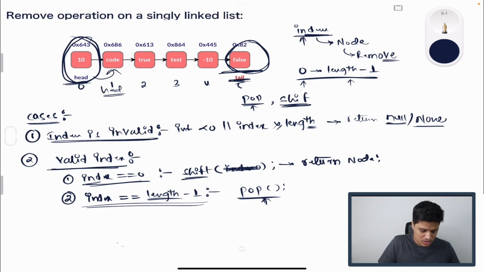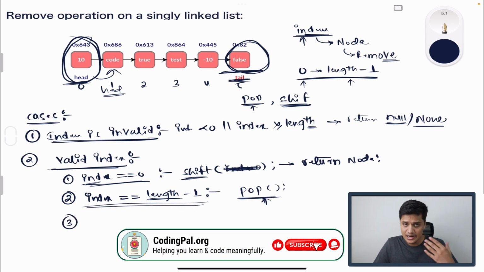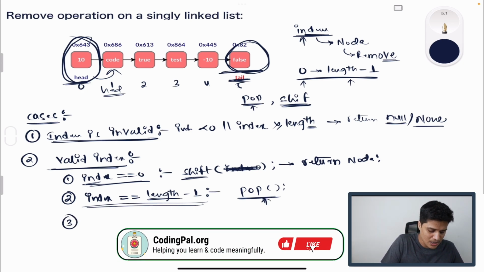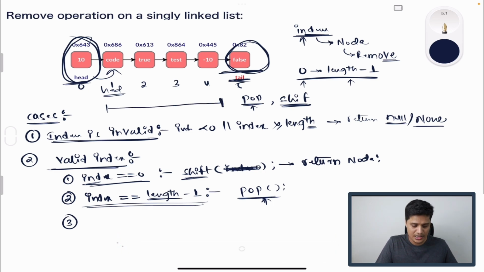Okay, now the third scenario in the valid case is basically if the user passes any index from 1 till the last but 1th index. In that case, what we have to do is we have to make sure that we are deleting the node at the index that is given by the user. And now I will explain you what exactly is the algorithm that we follow.